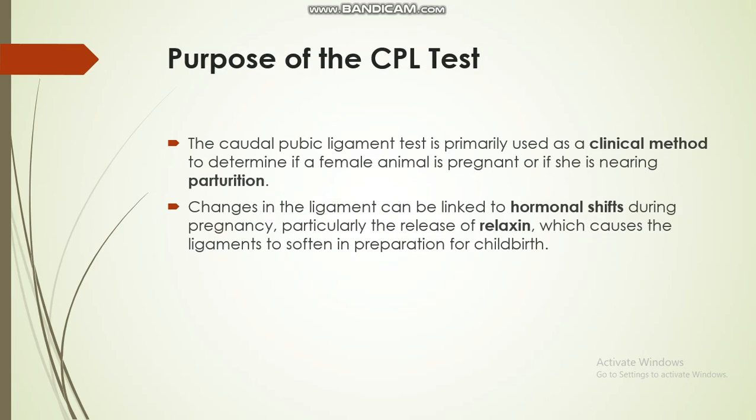So, the purpose of the CPL, the caudal pelvic ligament test. The caudal pelvic ligament test is primarily used as a clinical method to determine if the female animal is pregnant or if she is nearing parturition. The changes in the ligament can be linked to hormonal shifts during pregnancy, particularly the release of relaxin, which causes the ligament to soften in preparation for childbirth.